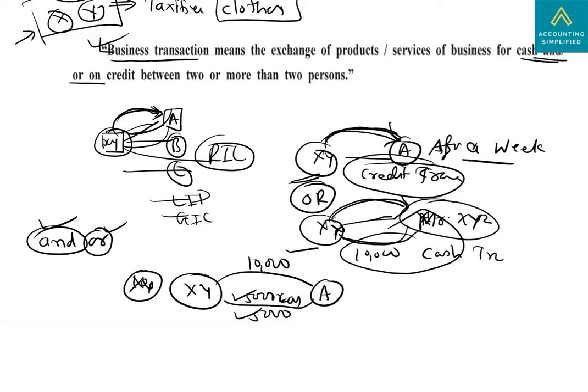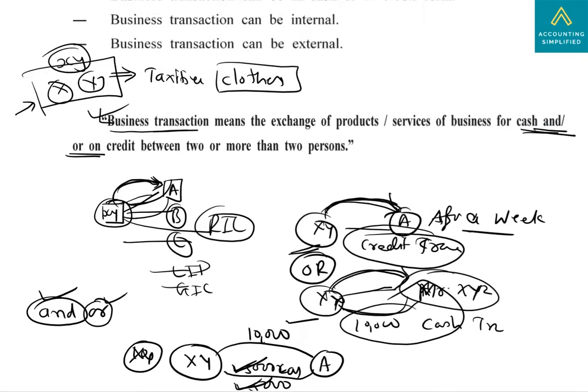and/or means it may be 'or', may be 'and'. So this is 5,000 cash and 5,000 credit. I hope that you understood the meaning of 'and/or' together, right? When it is written together, we need to learn that, right? Okay, sir, we understood these transactions.